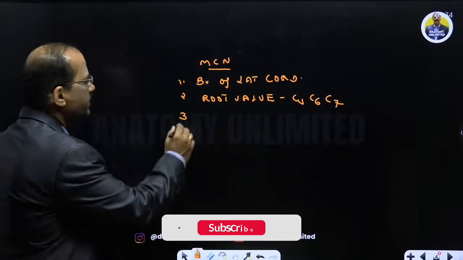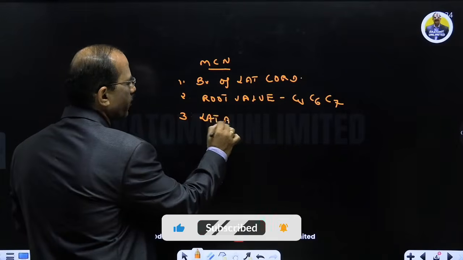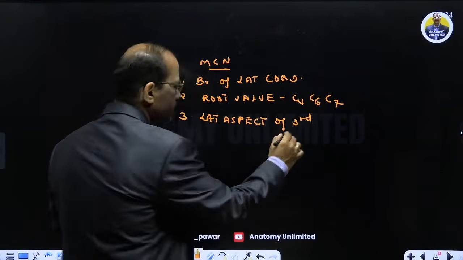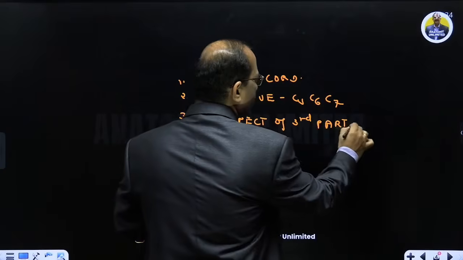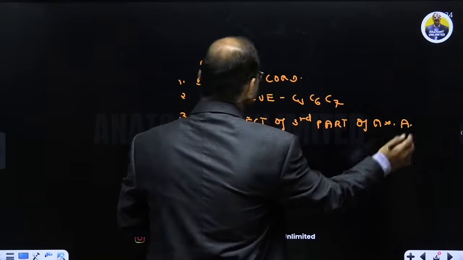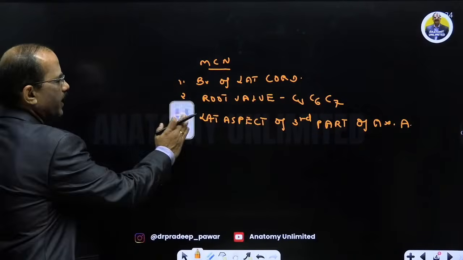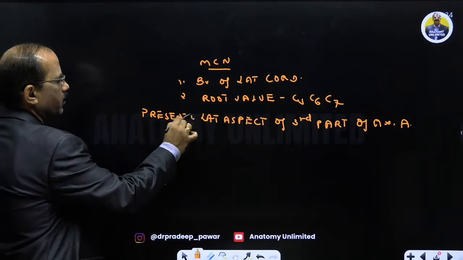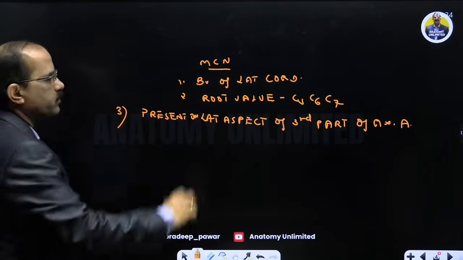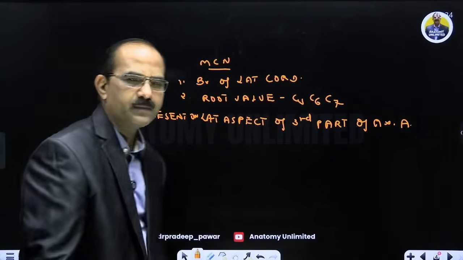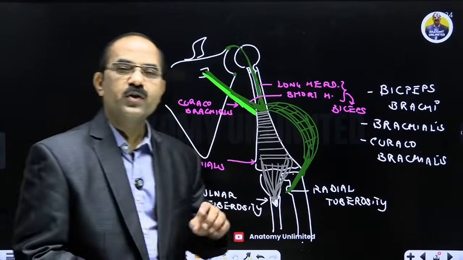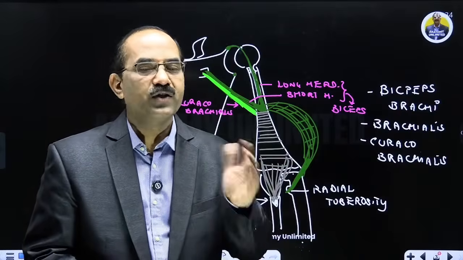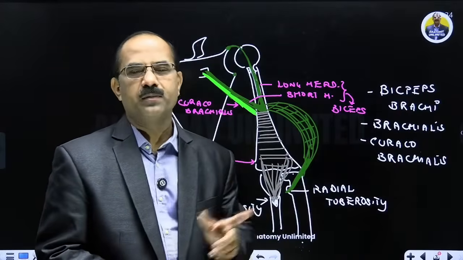Okay. So it is present on the lateral aspect of the third part of the axillary artery. I'll just write: present on the lateral aspect of the third part of axillary artery. Okay, clear till here? So the musculocutaneous nerve is a branch of which cord? Lateral cord. Root value C5, C6, C7. Its relation with the axillary artery: it's lateral to the third part of the axillary artery.